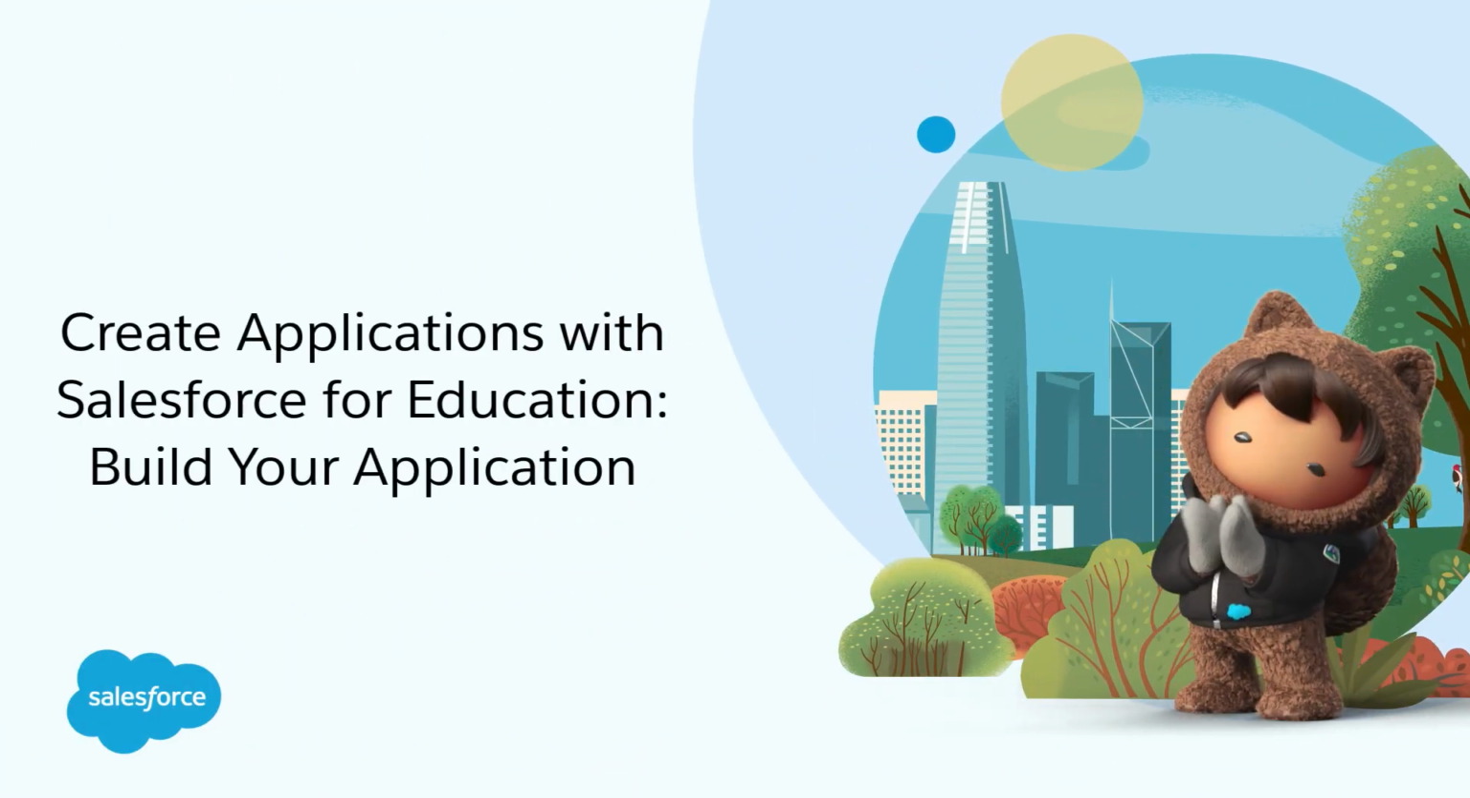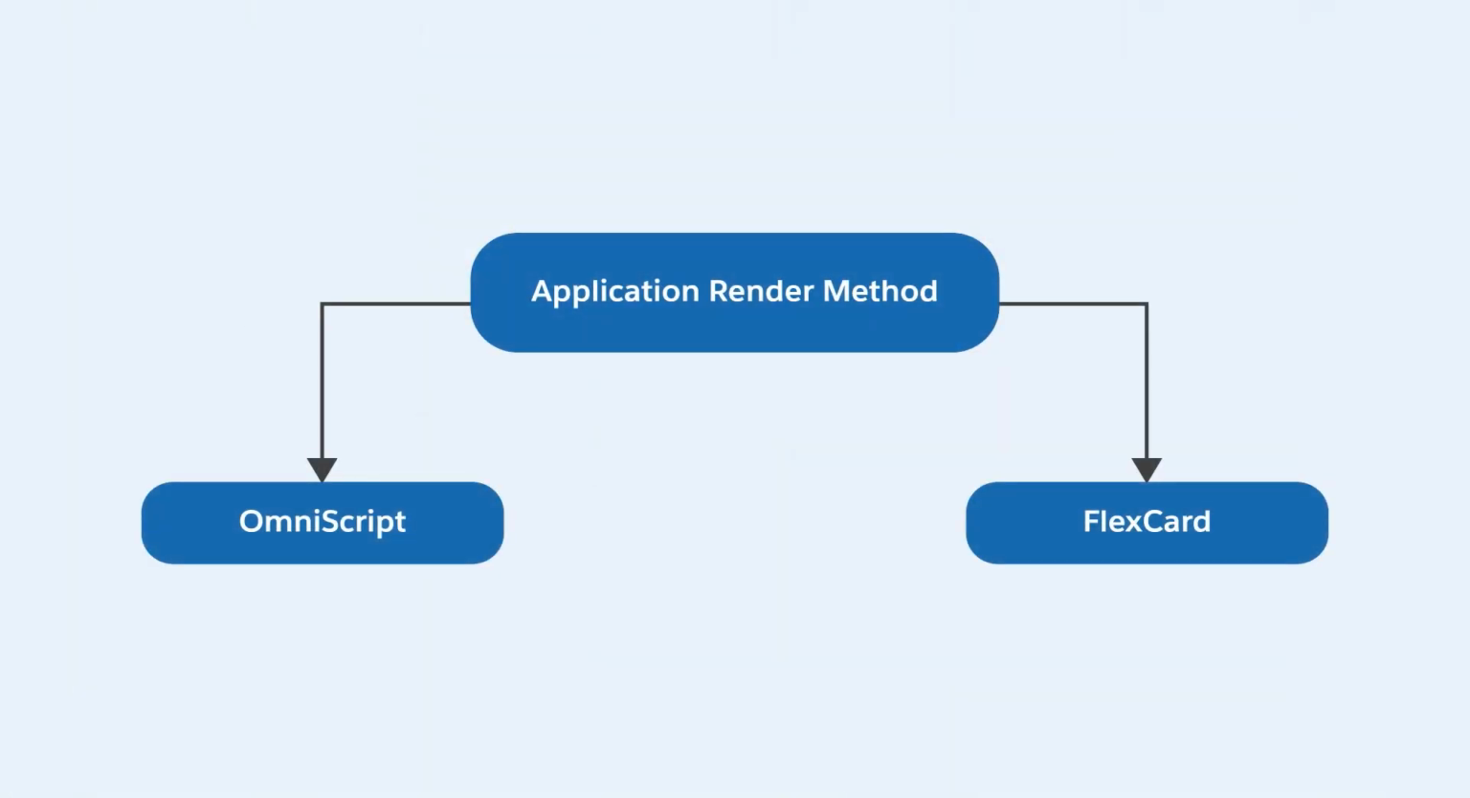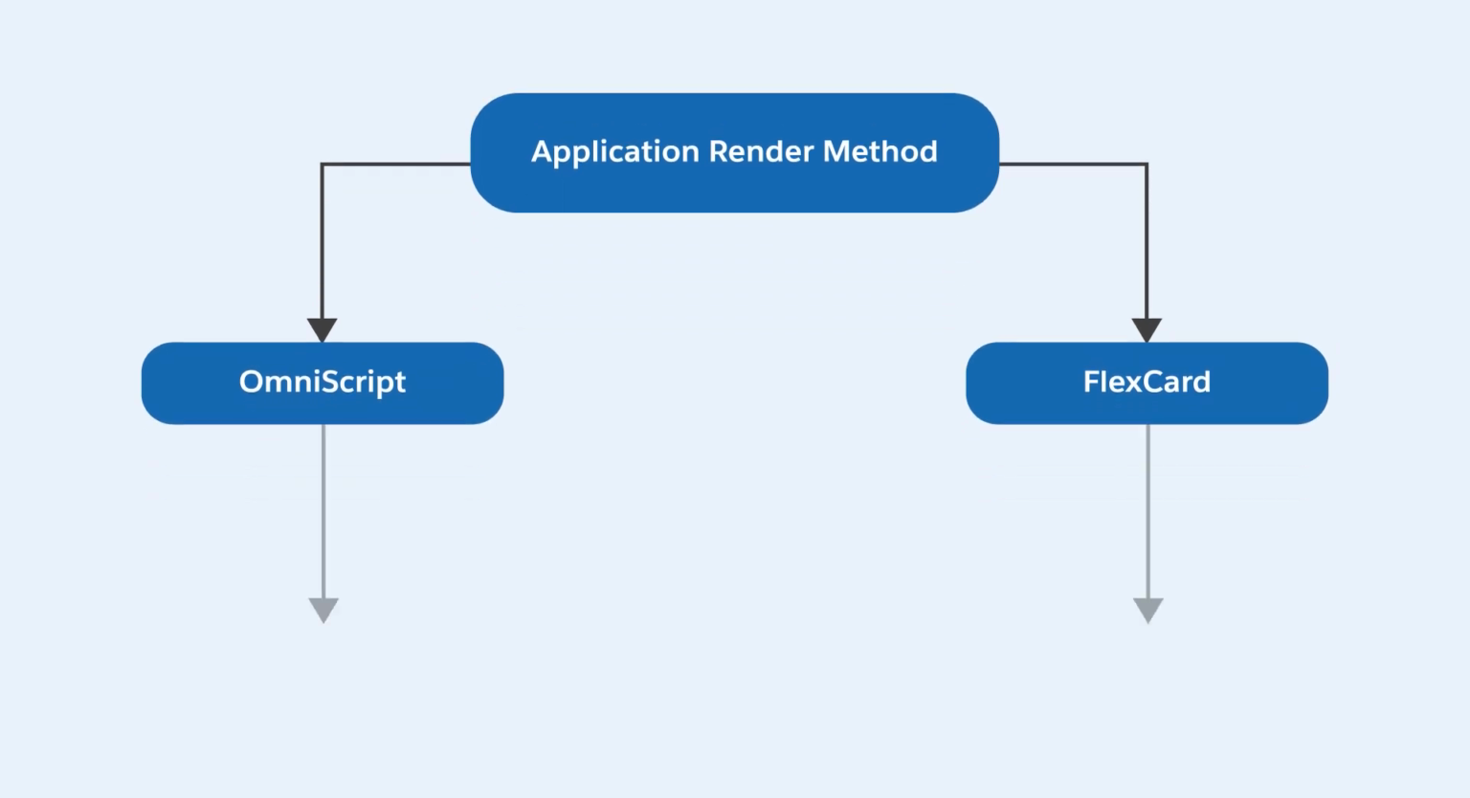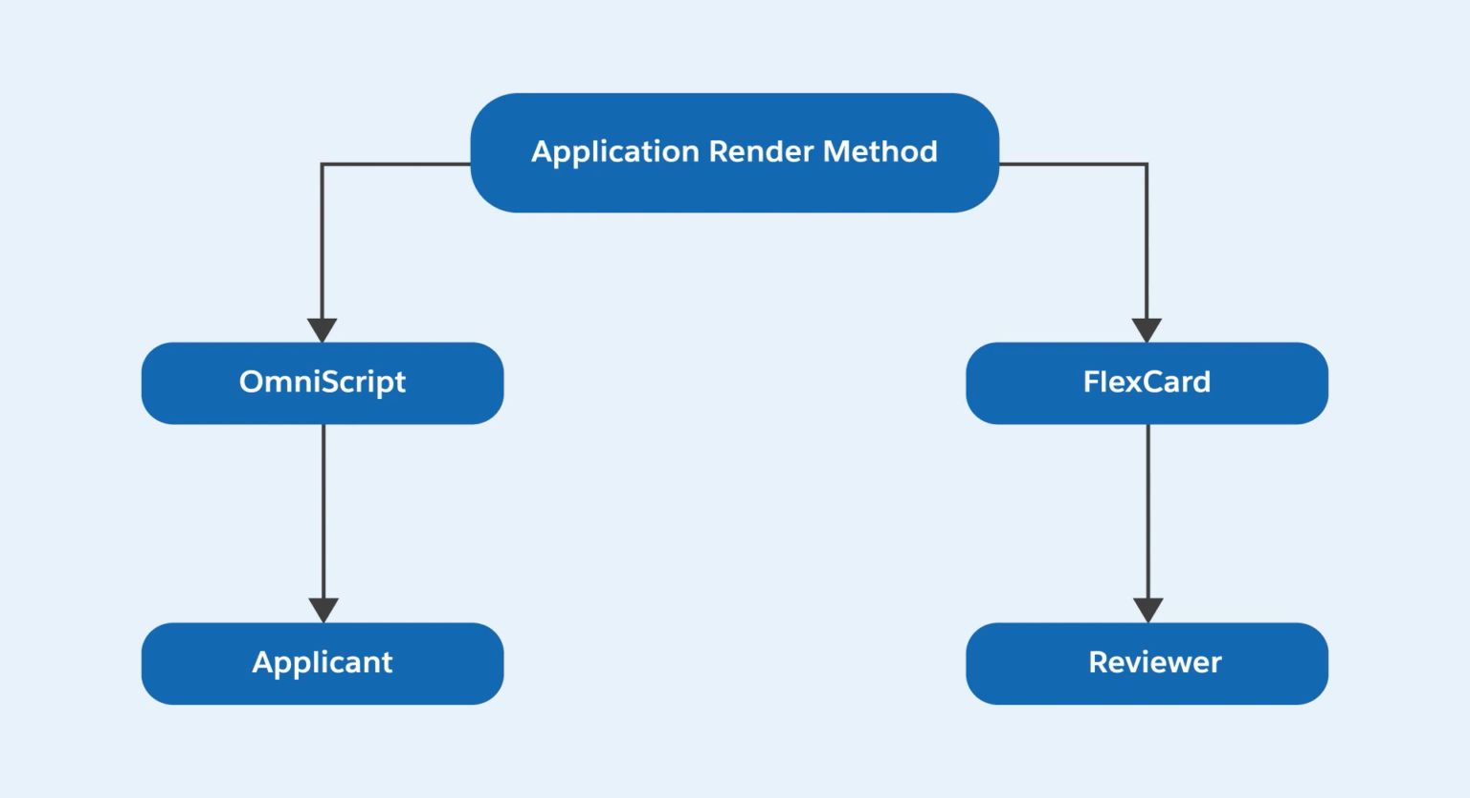Build your application. Now that you've defined your application stages and all of your OmniScripts and FlexCards are copied and ready to go, it's time to link them together. First, you need to create application render method records. Application render methods connect the OmniScript or FlexCard that Salesforce needs to render each section of the application.